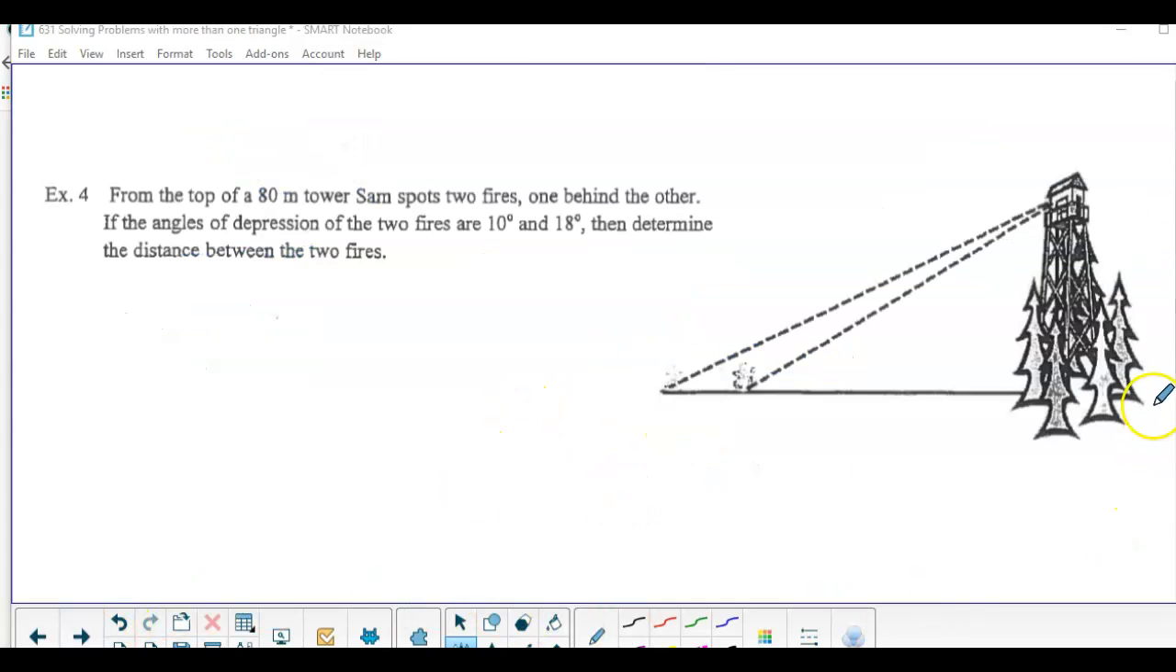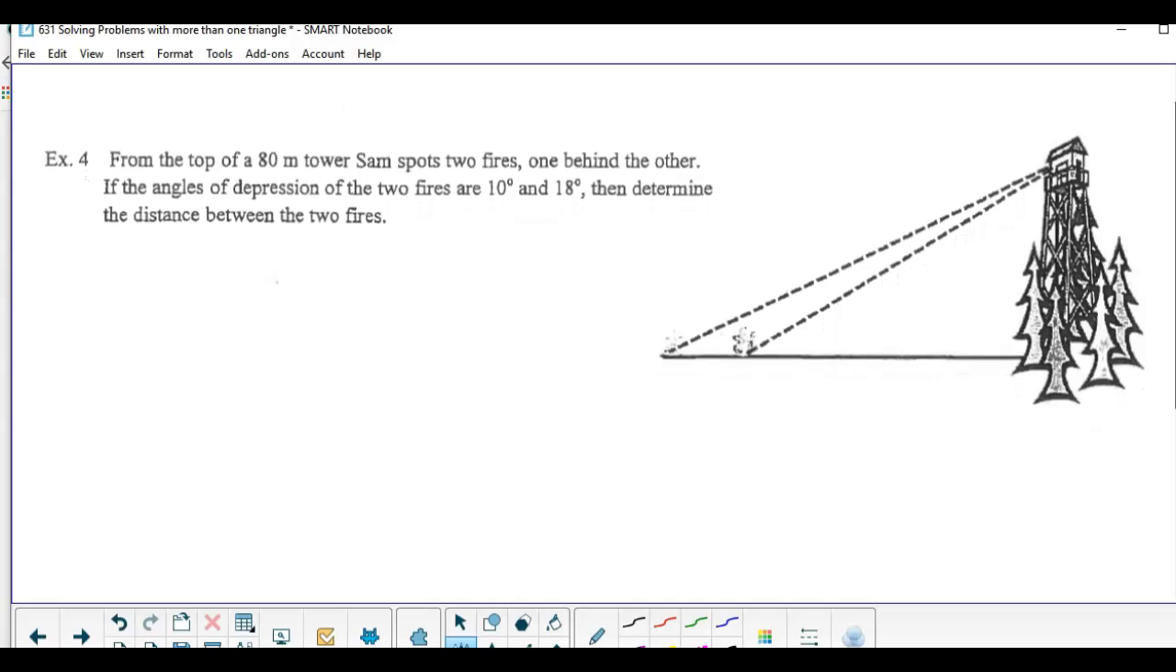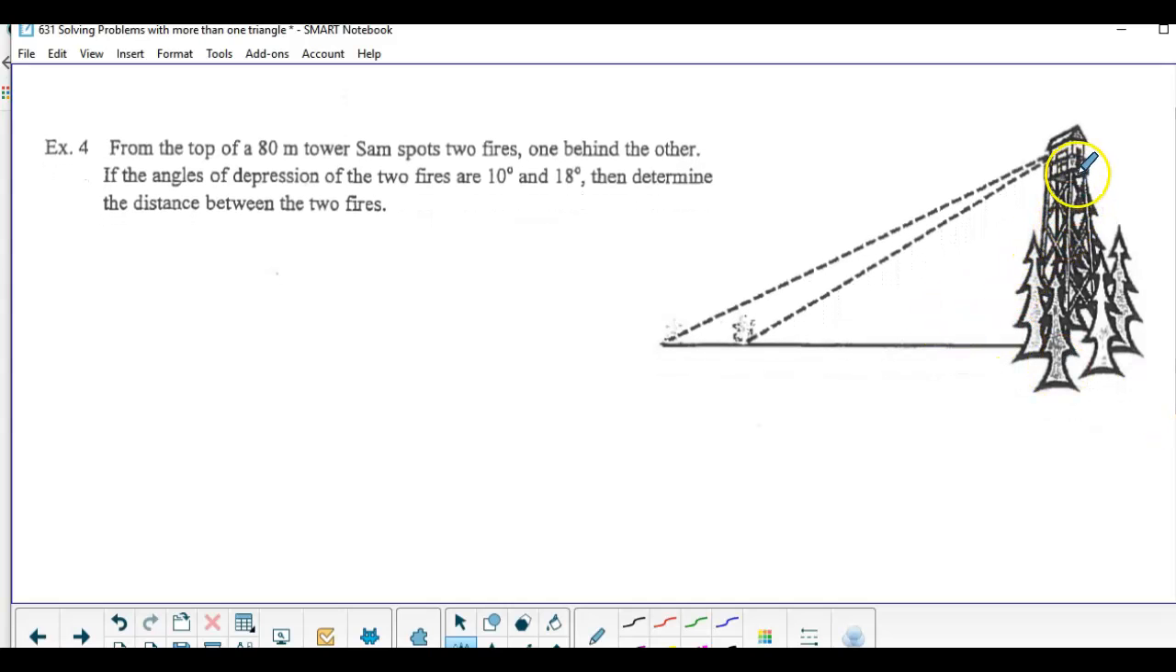All right, this is a common type of question. It says, from the top of an 80-meter tower, Sam spots 2 fires, one behind the other. If the angles of depression of the 2 fires are 10 degrees and 18 degrees, determine the distance between the fires. So really what we're looking for is this distance here between those fires, not the whole side of a right-angled triangle.